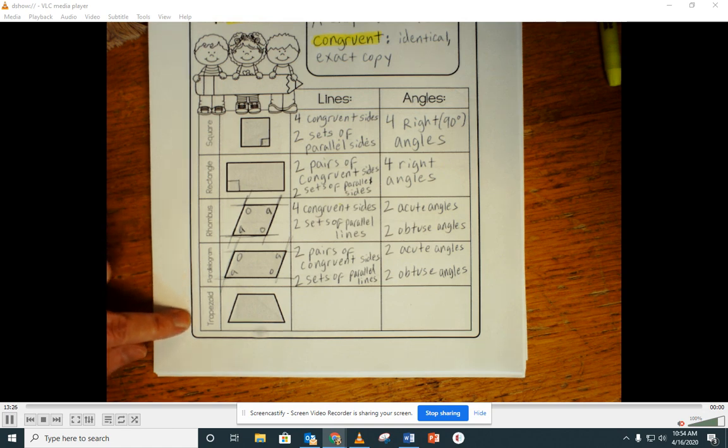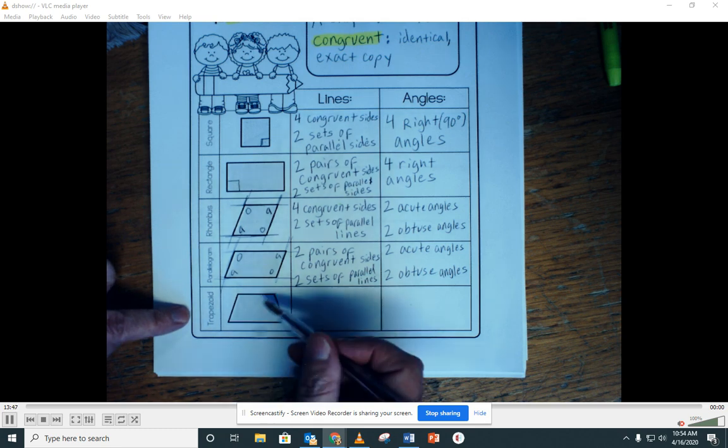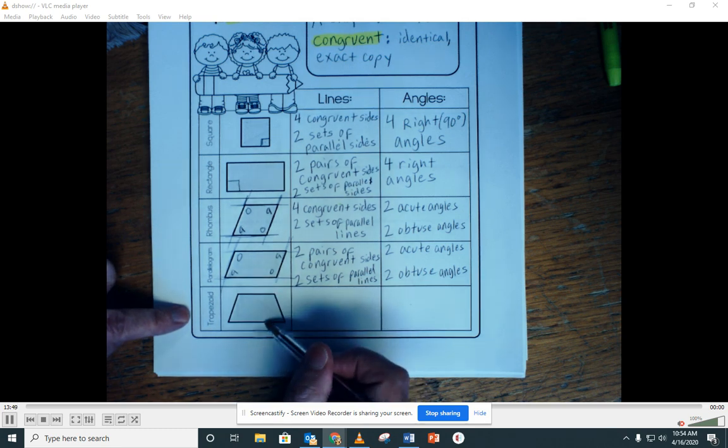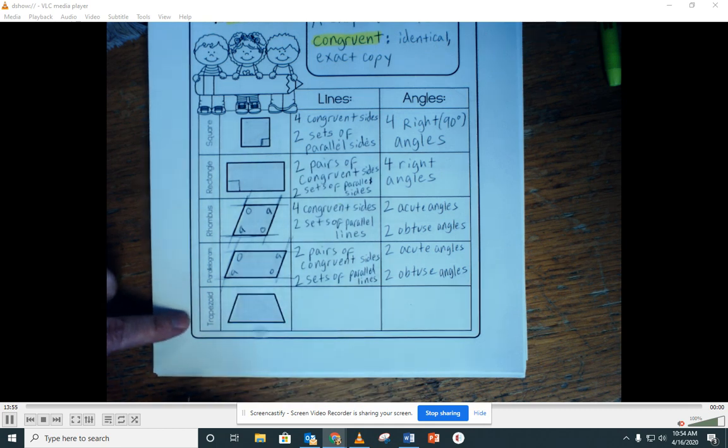Okay, let's look at the trapezoid. And I just want to remind you another time that if I am writing too fast for you or you get behind, you can rewind this video or pause it to catch up with me. Okay, now we have a trapezoid, and you can see that the top and the bottom are different lengths, but the left and the right are congruent. They are the same length.